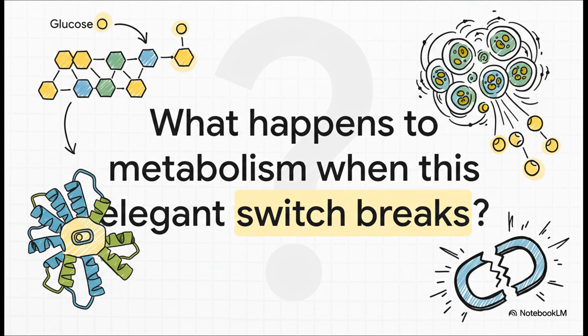And that, of course, leads us to a final and really crucial question. We know that in diseases like cancer, cells develop this insane, bottomless appetite for glucose. So you have to wonder, what has gone wrong with this beautiful, elegant switch?